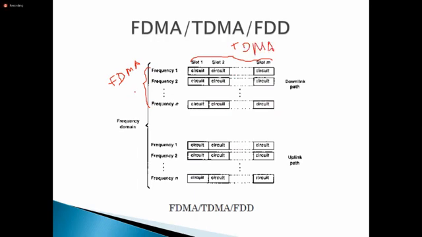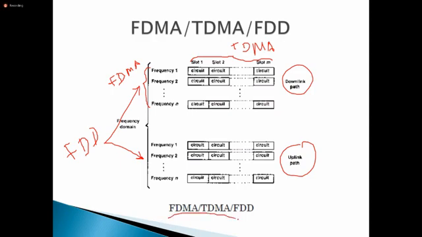Okay, so these two together give FDD, because we have the downlink path and uplink path. So that is how FDMA, TDMA and FDD together are represented in this particular figure, right? It is a hybrid multiple access technique along with duplexing.